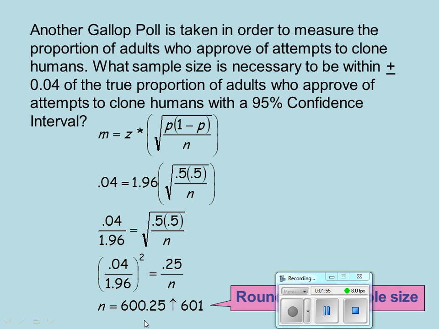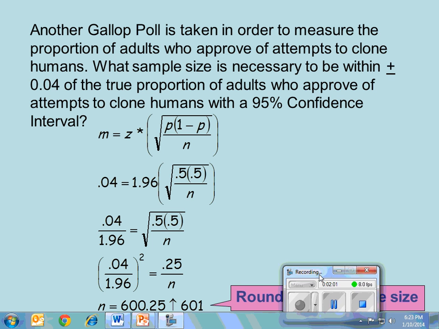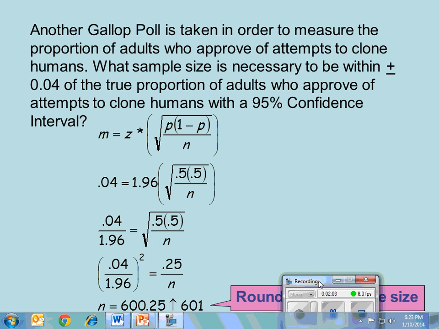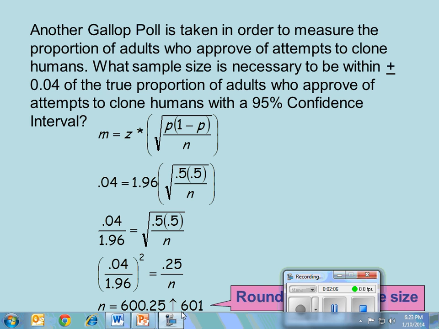But as the book stated over and over, we are not going to have that decimal here, we're going to round up on the sample size. So we round up to 601, even though it's like 0.25, we still round to a whole number greater than. So 601. So the minimum sample size we need is 601 for a 95% confidence interval of plus or minus 4%.